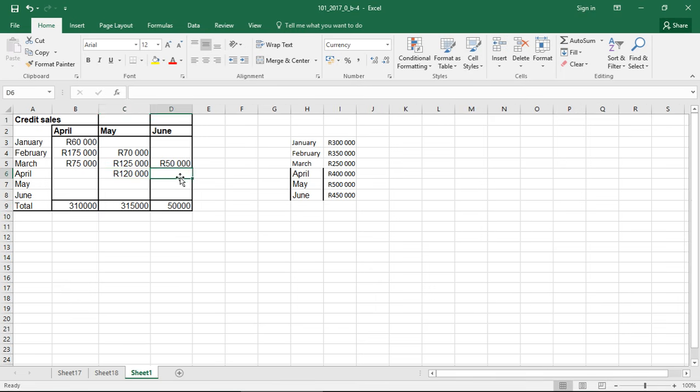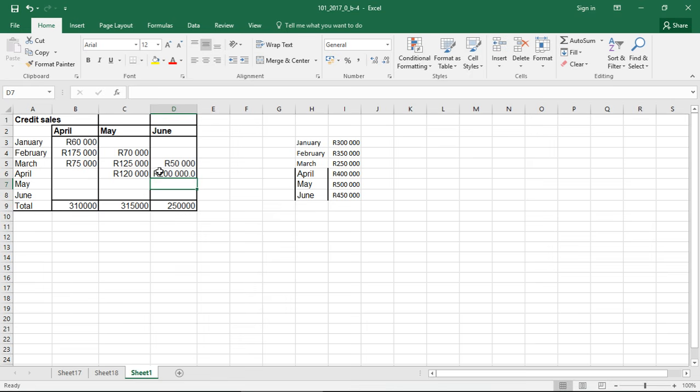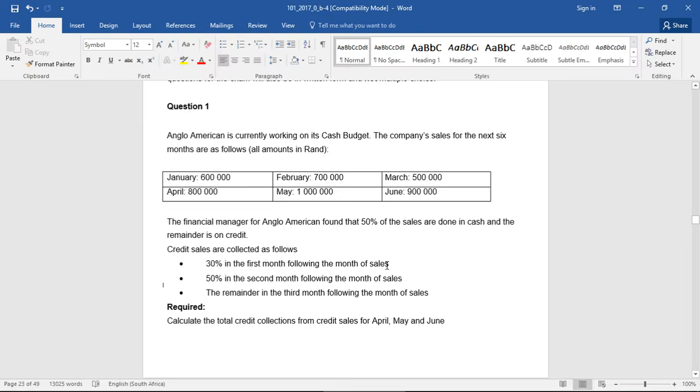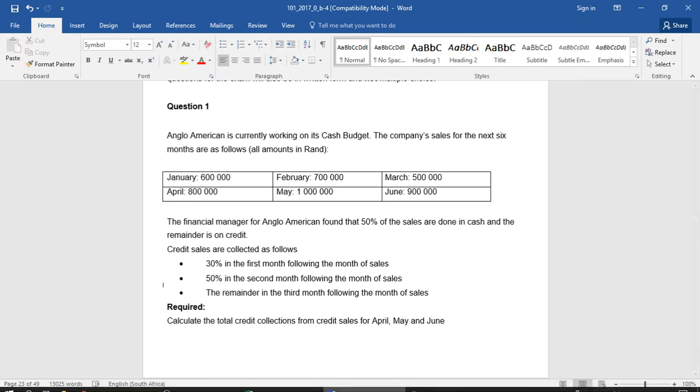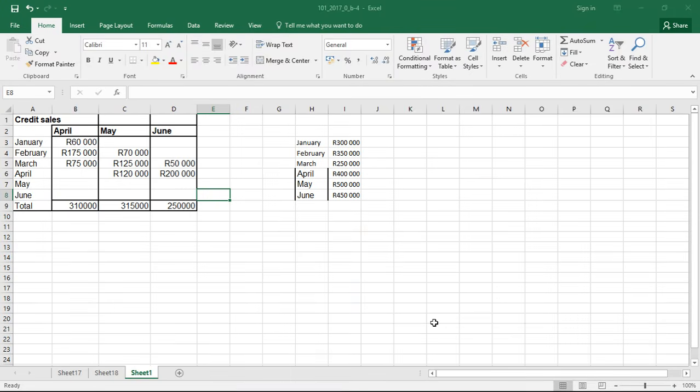And then it says 50% in the second month following the month of sale. So we've got 50% collected in June for April. So 50%, there we've got 200,000. Now the remainder is collected in the third month following the month of sale. That means for April, the remainder is collected in July. However, we are only asked to do the credit collections for April, May, and June. We're not asked for July, so we leave that one out.